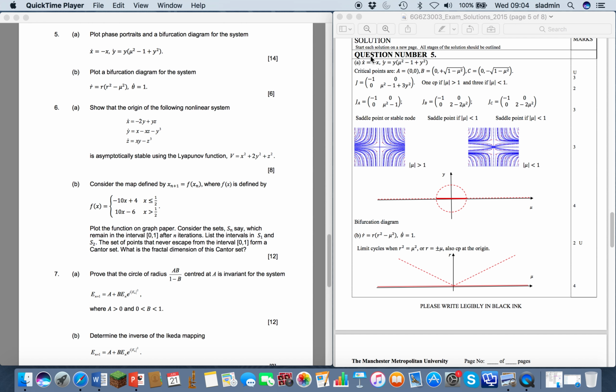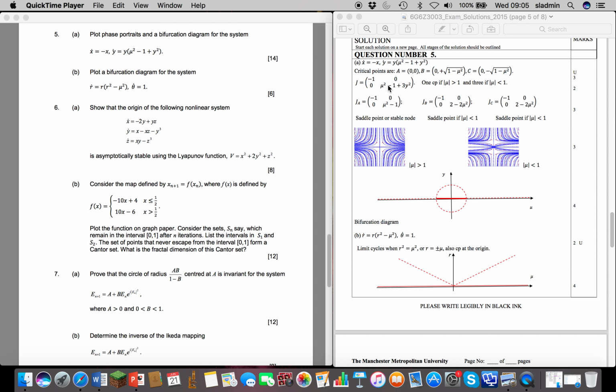So for part A, we first need to determine the number of critical points. You can either solve this by hand or you can use MATLAB. You're just solving x dot equals 0, y dot equals 0. Straight away you can see that x is 0 from here, and from here we get y is 0, and we also have y is equal to plus or minus the square root of mu squared minus 1. So we have at most 3 critical points.